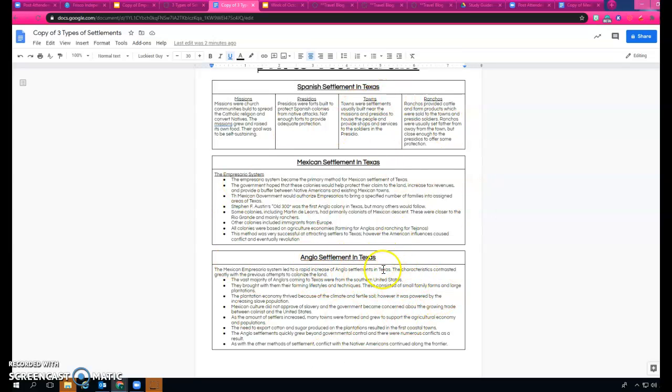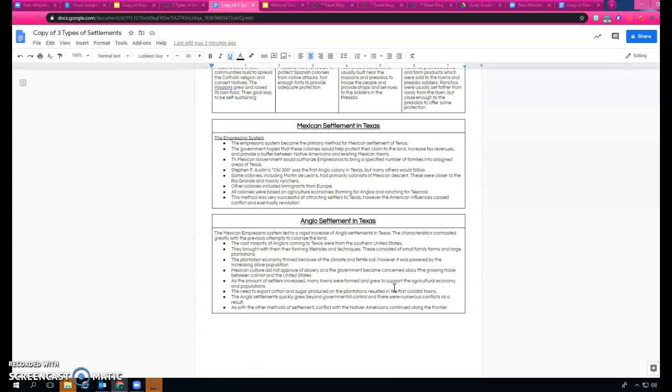This paper right here is crucial, guys, for your upcoming test that you have next Tuesday. So keep this as a handy tool to review for that test. You have to know about the different types of settlements: Spanish is the mission, Mexican is the impresario system, and then the Anglo would be the Mexican impresario system.